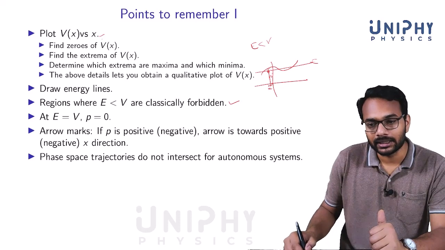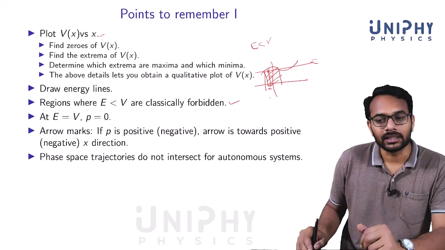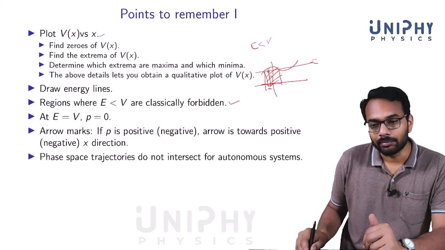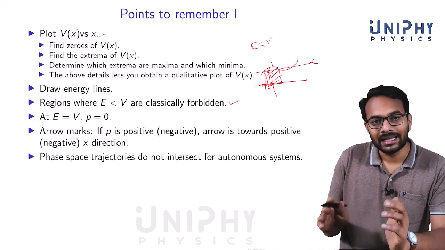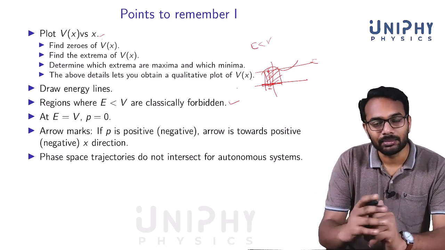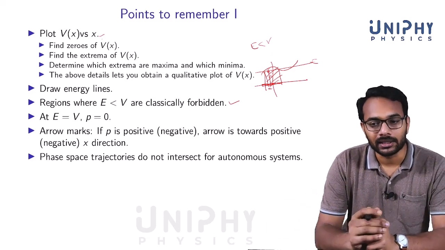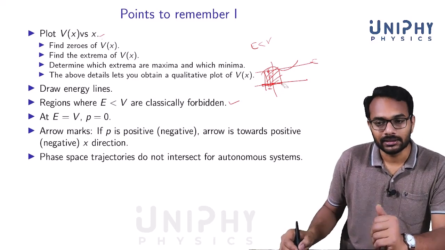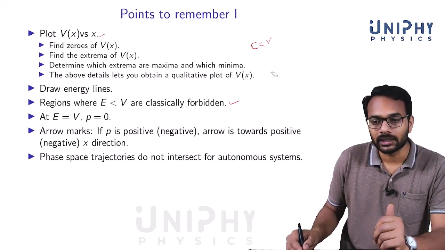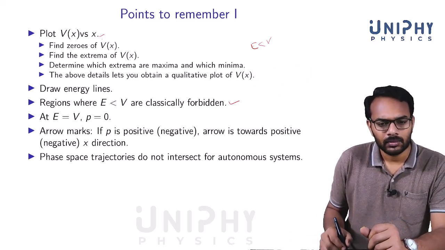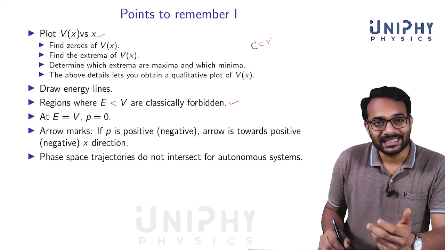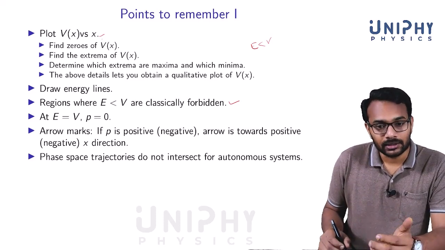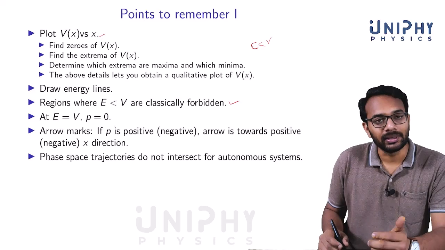Within this region, which is actually a segment along the x-axis, that segment is completely forbidden for that particular particle of energy E. These regions are classically forbidden where E is less than v. And we have to remember that when E is equal to v, then p is equal to 0, the momentum is equal to 0.